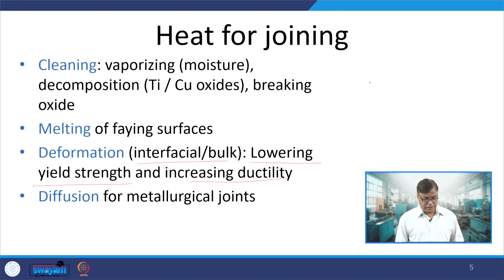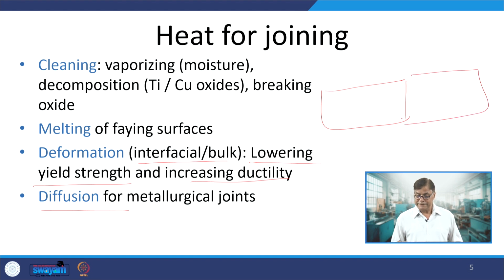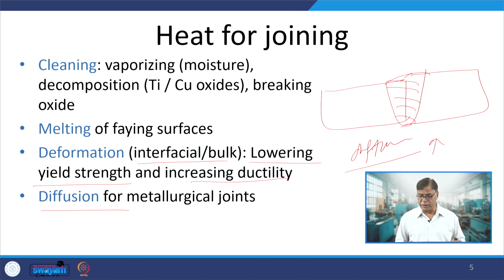ductility. Another thing, diffusion, is another very important aspect in development of the sound weld joint. Whether it is fusion welding or solid state joining, in all those cases there will certainly be movement of atoms across the interface. Okay. That movement will be realized through diffusion. The higher the temperature, the greater the diffusion, and the greater the tendency of formation of the good sound joint.